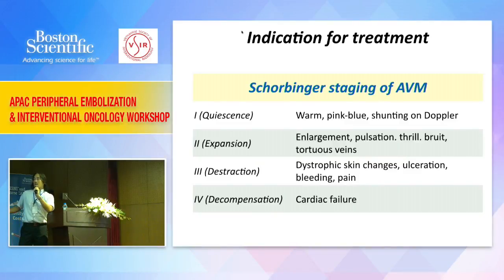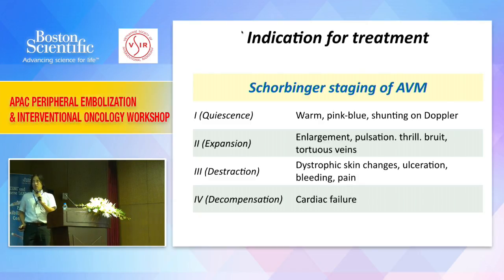AVM is classified into 4 stages. Stage 1: the patient is asymptomatic, with only warmth or shunting on Doppler. Stages 2 and 3 are intermediate. In stage 2, the AVM is getting enlarged, and the patient feels pulsation, thrill, bleeding, and also tortuous veins.